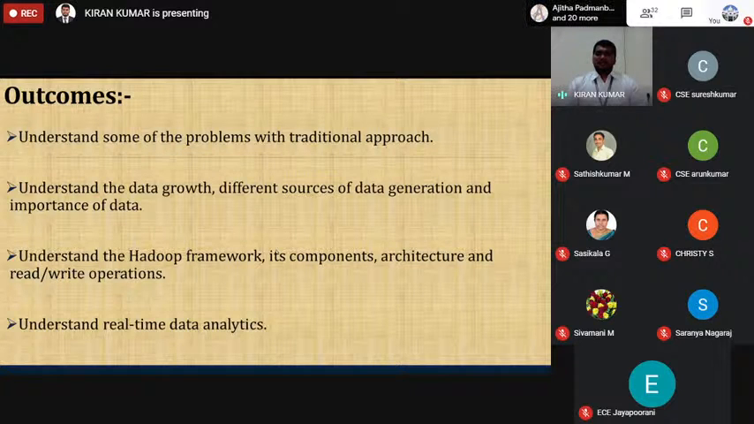And the third will be to understand the Hadoop framework. Once we understand the drawbacks of the traditional approach and know about big data analytics, then we can know about Hadoop. So here we are going to understand the Hadoop framework, its components, architecture, and the read and write operations. Once we start explaining the Hadoop architecture, obviously we should know how the inner functionality happens, how the read request happens, and how the write request happens. Everything we are going to understand here. That is your third outcome.